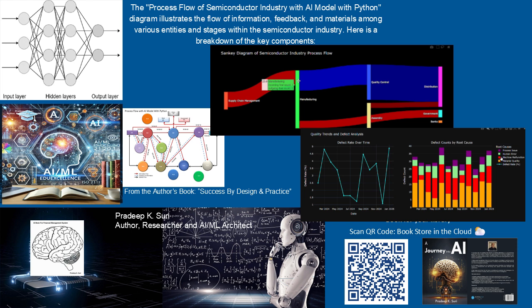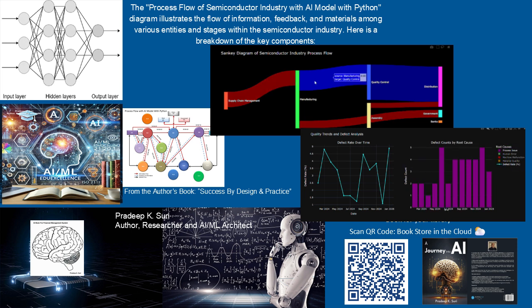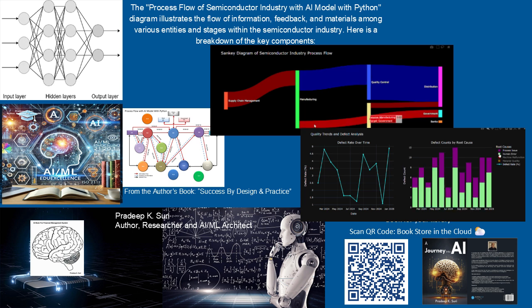AI and ML offer transformative benefits for decision-making at every level of management in the semiconductor industry. Here's how these technologies can support top management, middle managers, and operational level employees by providing relevant reports, insights, and graphs tailored to each level's needs. 1. Top management, strategic level.